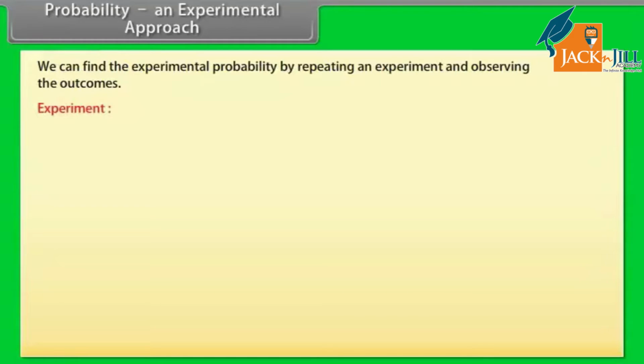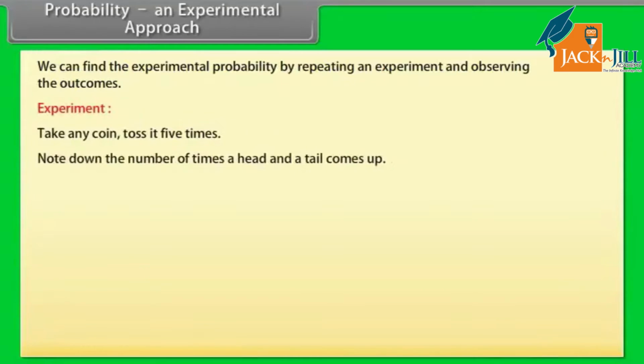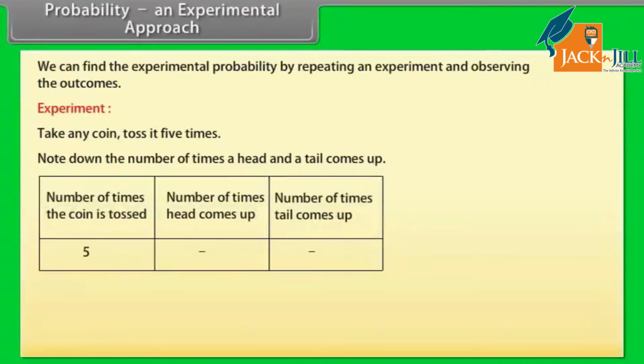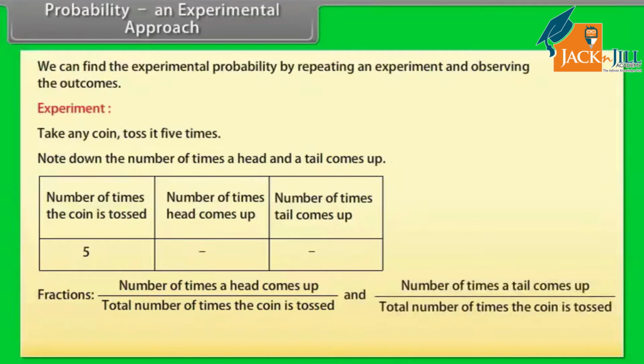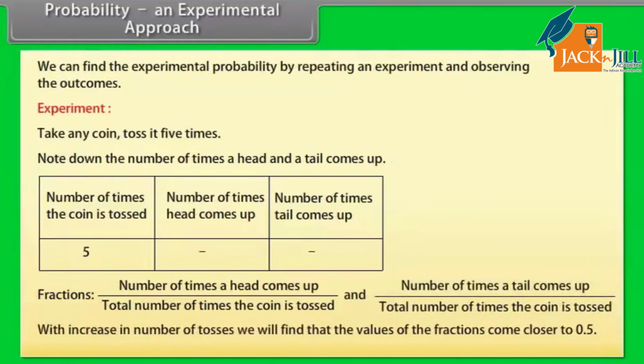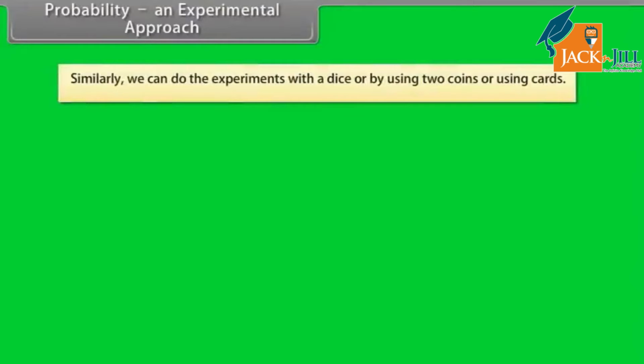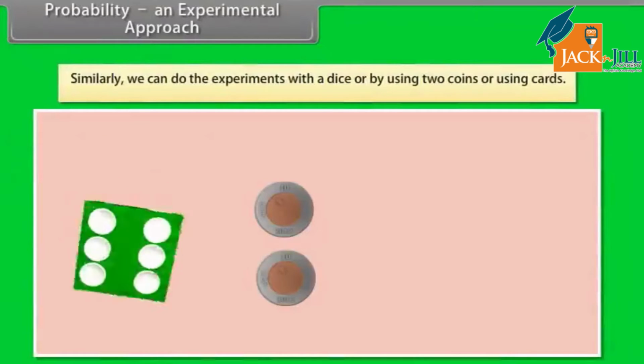Let's do an experiment. Take any coin, toss it 5 times. Note down the number of times a head and a tail come up, and fill the given table. Then write the fractions. First one is number of times a head comes up upon total number of times the coin is tossed, and the second one is number of times a tail comes up upon total number of times the coin is tossed. As we increase the number of tosses, we will find that the values of the fractions come closer to 0.5.